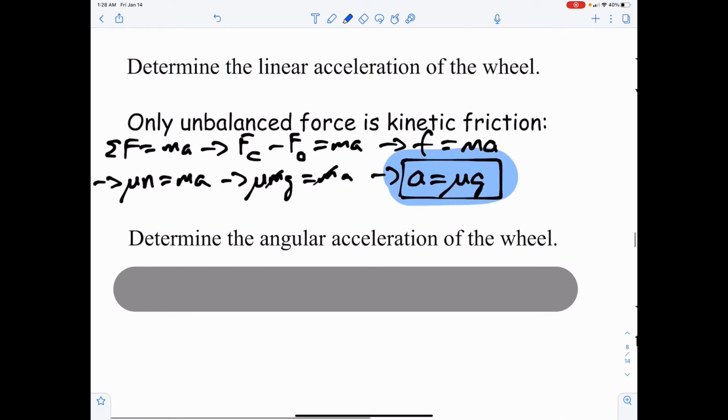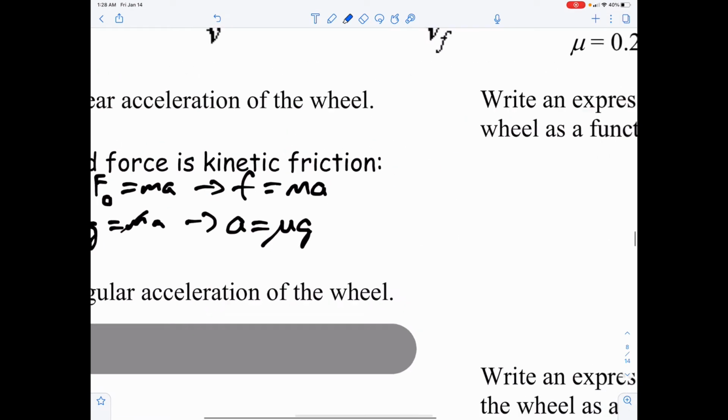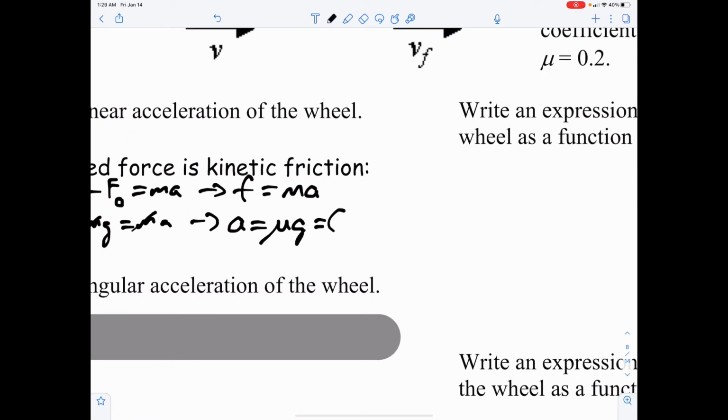Okay, oh, let me plug in numbers, sorry. I forgot we had numbers here. Okay, so mu is 0.2 times 10, which means the acceleration is about 2 meters per second squared.